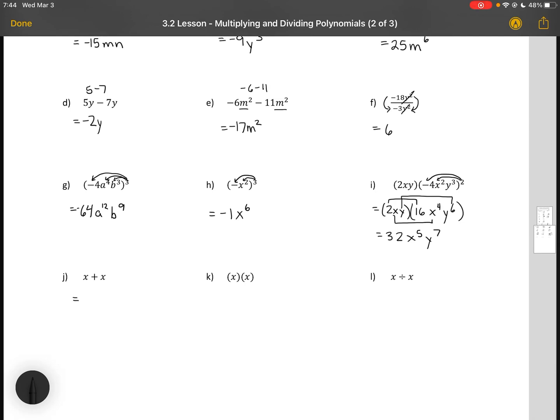My last row, I've got x plus x. These are like terms. I can add them together to get 2x. X times x, I'm going to add the exponents together to give me x squared. X divided by x, I'm going to subtract the exponents, which gives me x to the 0, which I know is just equal to 1.